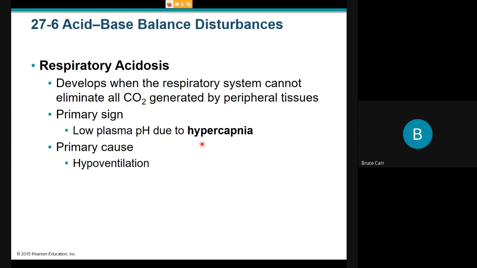I'm sorry, these are all described here. Respiratory acidosis, when the respiratory system isn't clearing the CO2, the pH of the plasma goes low, and the main cause, hypoventilation, breathing at too slow a rate.